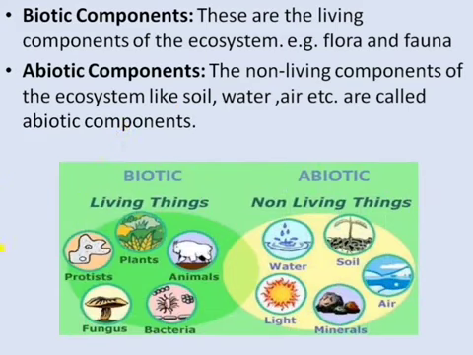From this picture you can easily understand the biotic and abiotic components. The biotic components are the living things, which are plants, animals, bacteria, fungi, and protists. The abiotic components are the non-living things like water, soil, air, minerals, light, and temperature.